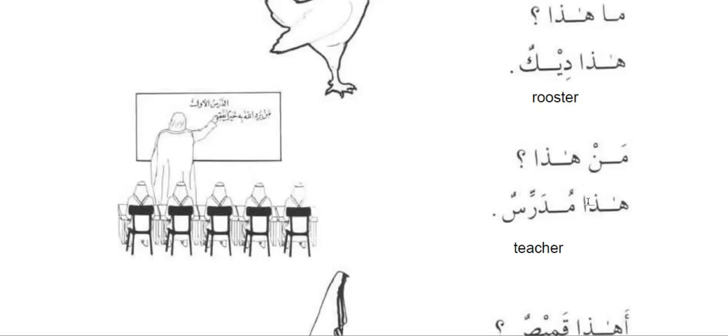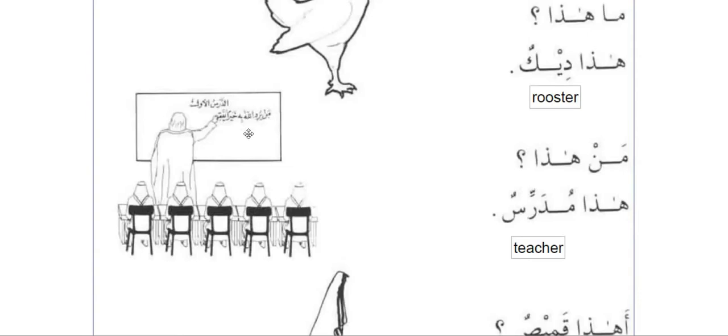Mudarris means teacher. By the way, the teacher is writing on the board and he wrote there الدرس الأول, lesson 1. من يرد الله به خيرا يفقهه. He's actually writing the ha for يفقهه. This is part of a hadith of the Prophet sallallahu alaihi wasallam. Whoever Allah wishes for him good, He makes him comprehend the deen, which appears to be maybe the first lesson in fiqh.